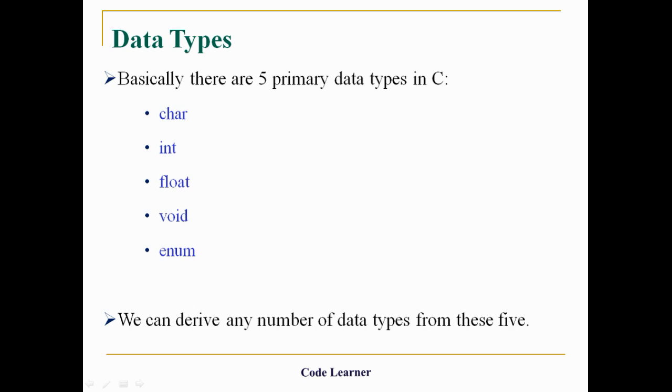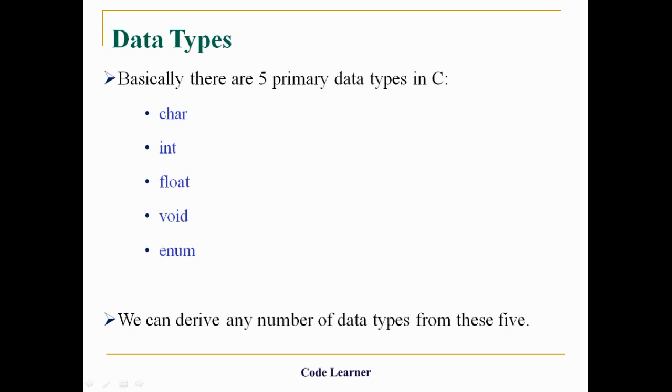For example, in the case of age, we can store the age as an integer type value, for example int age. Or we can store the area of a circle as float area. Area can be floating point values or decimal point values, for example 10.5, 3.8, like that. So these are the primary data types available in C.